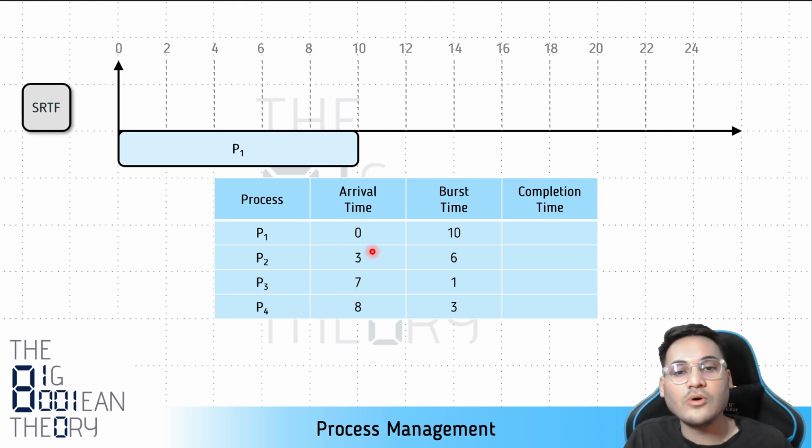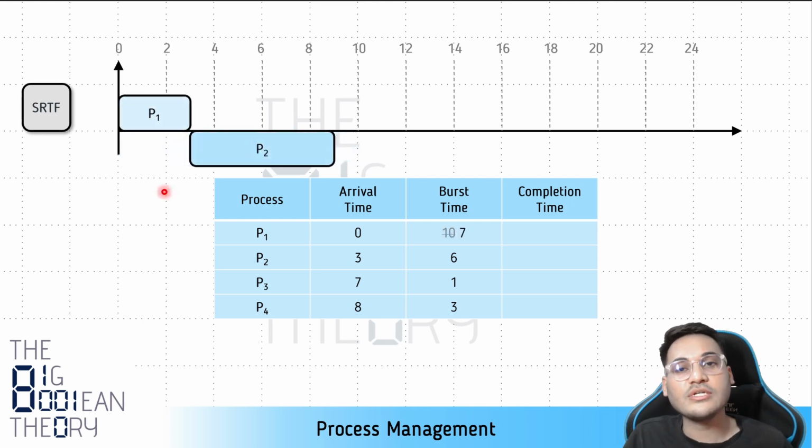So if you're talking about time instant t equals 0, then at this point we only have one process in the system. So there is actually no choice but to schedule process P1 on the CPU. So here the choice is quite simple, since there is only one process. So we will schedule process P1 and let it execute.